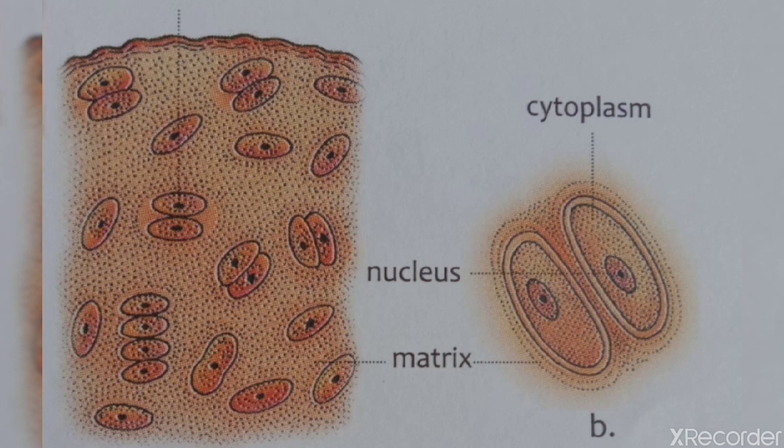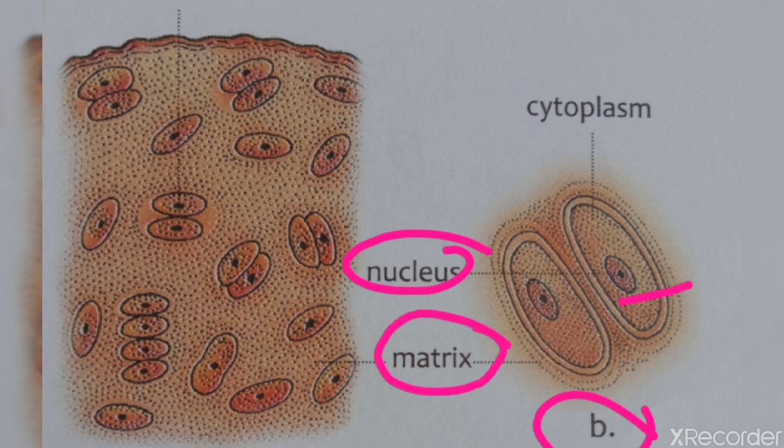This is the diagram of cartilage. This A1 is the TS of cartilage and the B1 is a magnified cartilage cell. Clear, children? In this diagram you can see the nucleus which is present in the cell, and this is matrix. I explained about matrix, a substance which is present between the cells. Clear? So you can see between the cells a type of substance is present which is known as matrix.